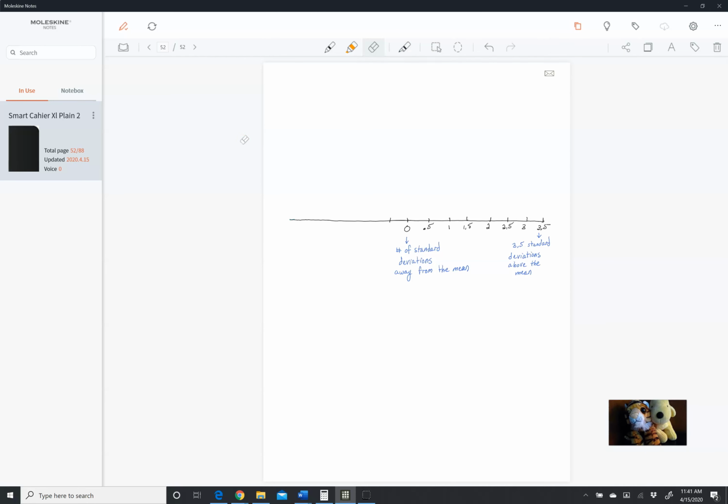This would be labeled negative 0.5 because we're a half standard deviation below. So positive and negative has to do with direction. So negative means that we're below, positive means that we're above. And we're going to do the same thing. We're going to go all the way to negative 3.5.